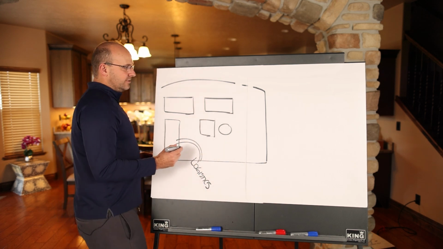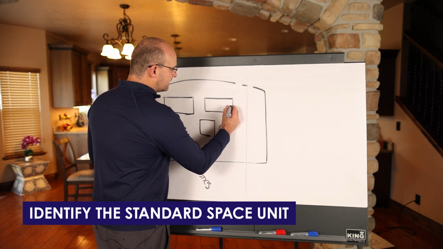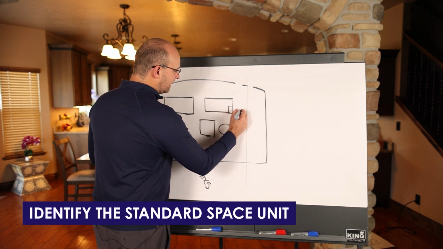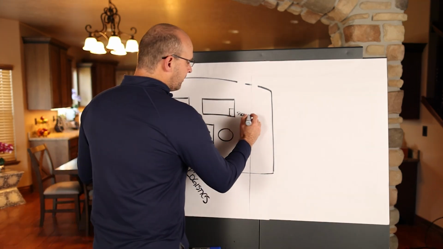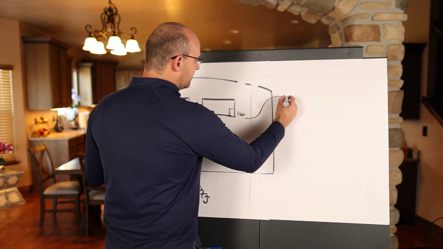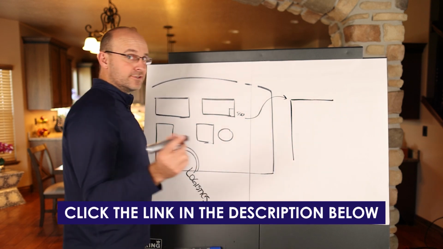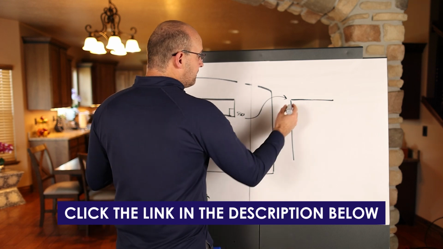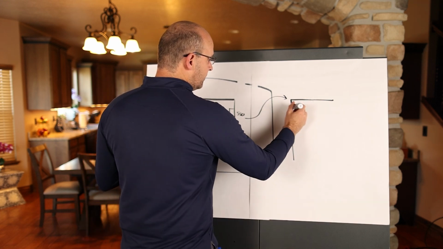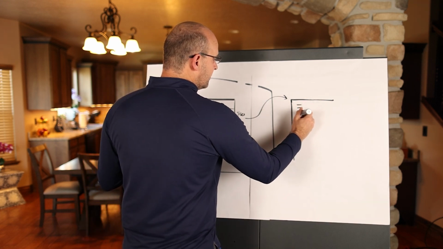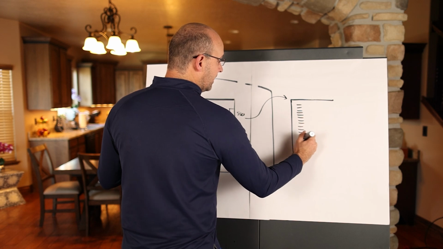The second thing that you need to do is identify your standard space unit. We call this the SSU. And what you can do with the standard space unit is you can plug this into a calculator, and I will actually link that to you in the description below, where inside the calculator you can identify the zoning for your project. Oh my gosh, this is so good. I hope you're paying attention.